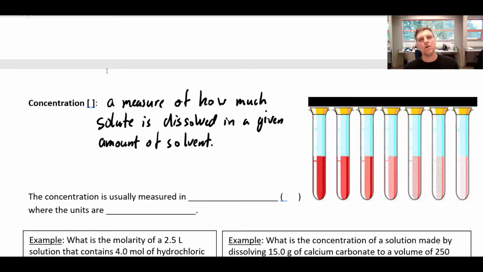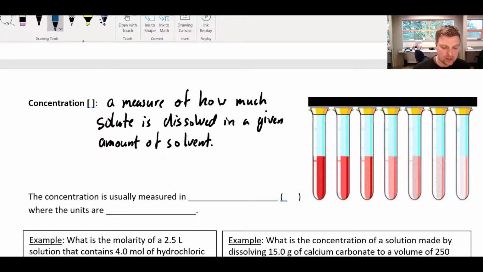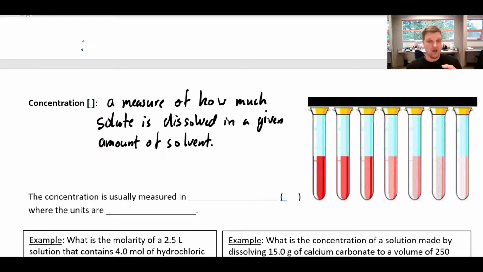Now, when we talk about concentration, we can talk about it in just sort of general terms, right? You can talk about a concentration being very concentrated or more dilute. So if we look at these test tubes on the side here, I can see this side here are my concentrated solutions, and over here are my dilute solutions. The particles are more spread out. There's less solute dissolved in it.